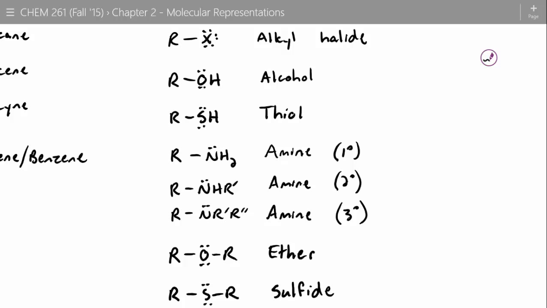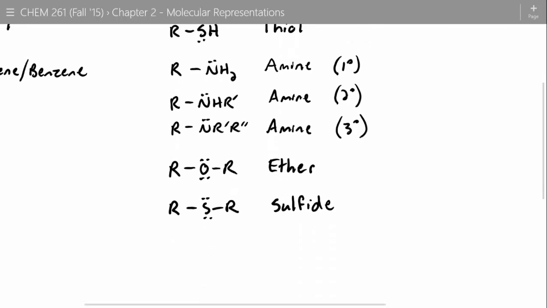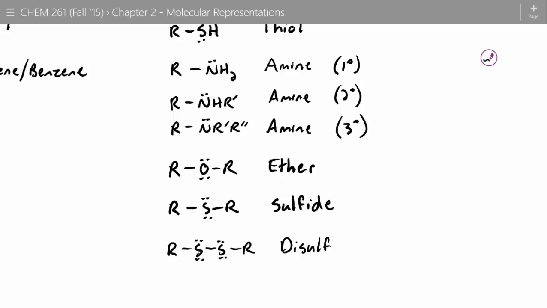How many of you guys have heard the term disulfide too? So disulfides show up a lot in biochemistry. These are what link cysteine residues together on proteins. And so we may occasionally run into these as well. These are called disulfides. They provide a lot of structural support for proteins that have cysteine residues in them.